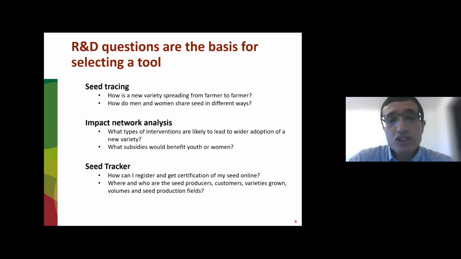So you can see here some examples of questions that you can ask and you can answer using the seed tracing. How is a new variety spreading from farmer to farmer, for example, or how do men and women share seed in different ways? So you can see that seed tracing is a more descriptive tool, so you can describe how seed is moving around with farmers.